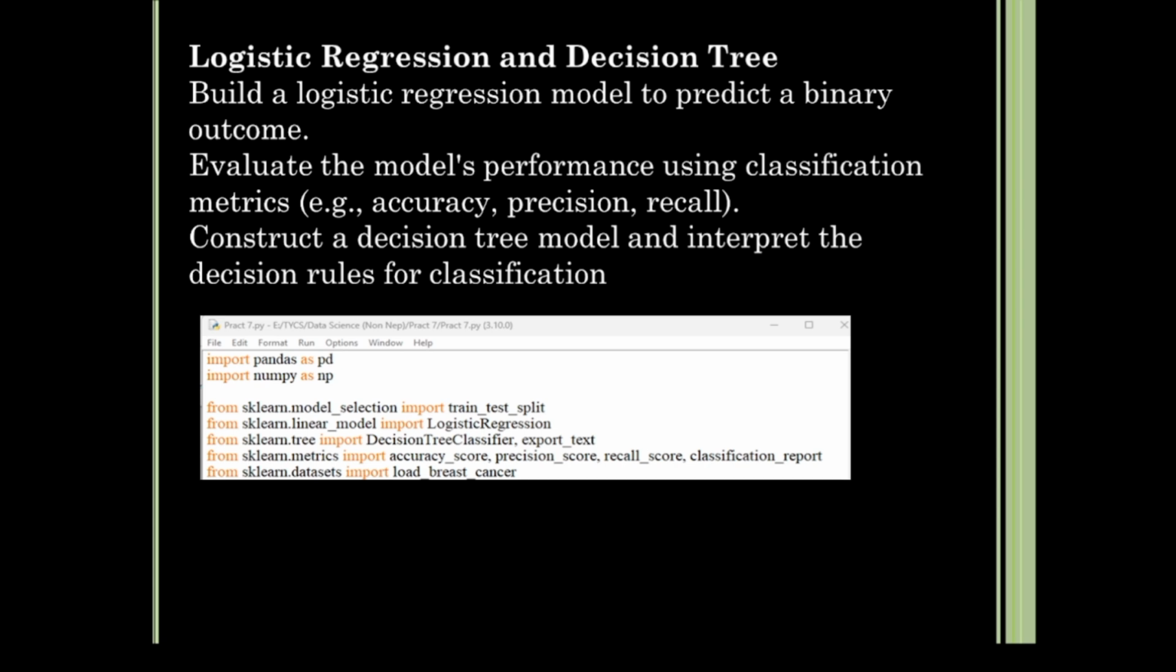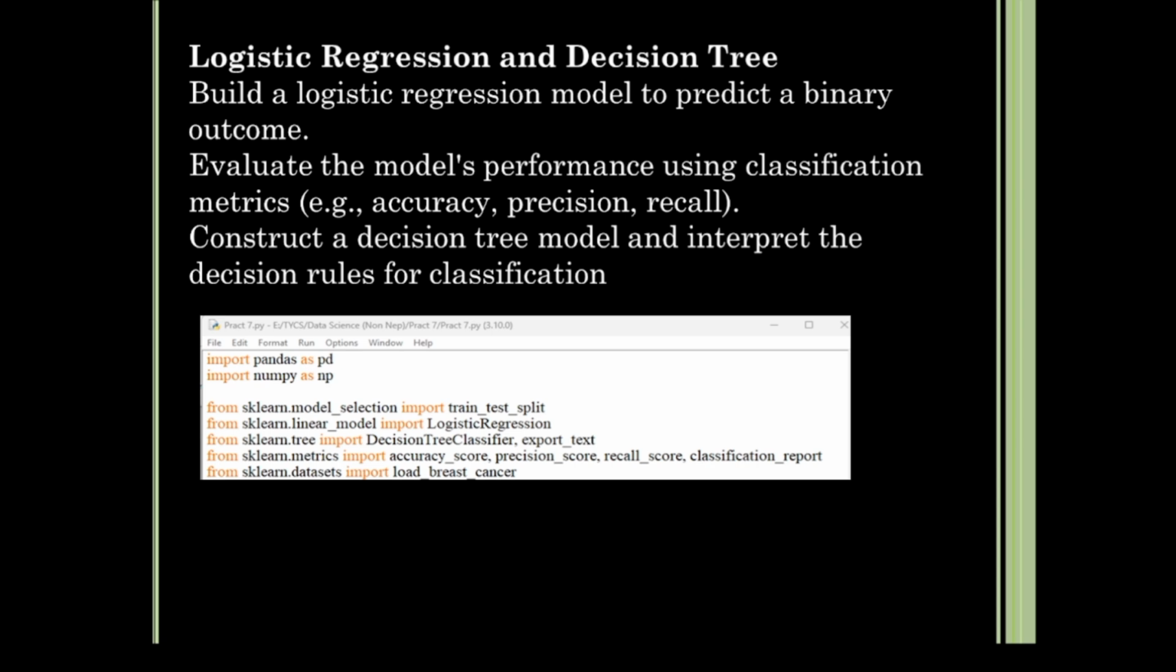Next, we have from sklearn.metrics import accuracy_score, precision_score, recall_score, classification_report. So these are the evaluation metrics we have. accuracy_score is my overall correct prediction. precision_score is how many predicted positives are correct. And recall_score is how many actual positives were correctly found. classification_report is basically the full report.